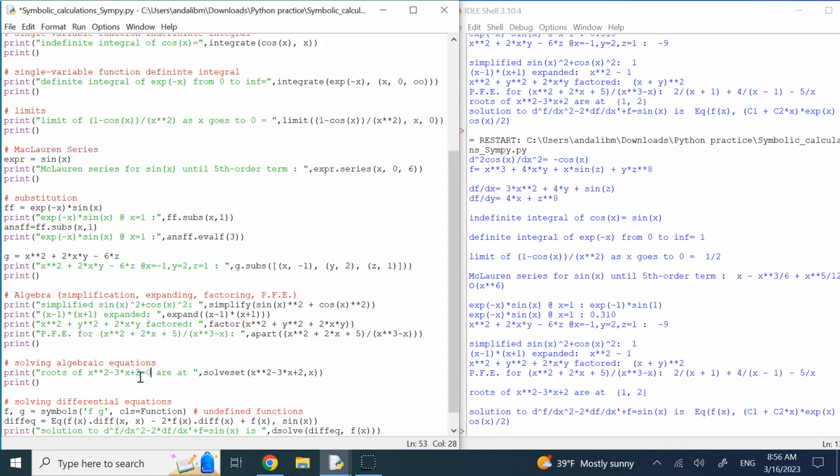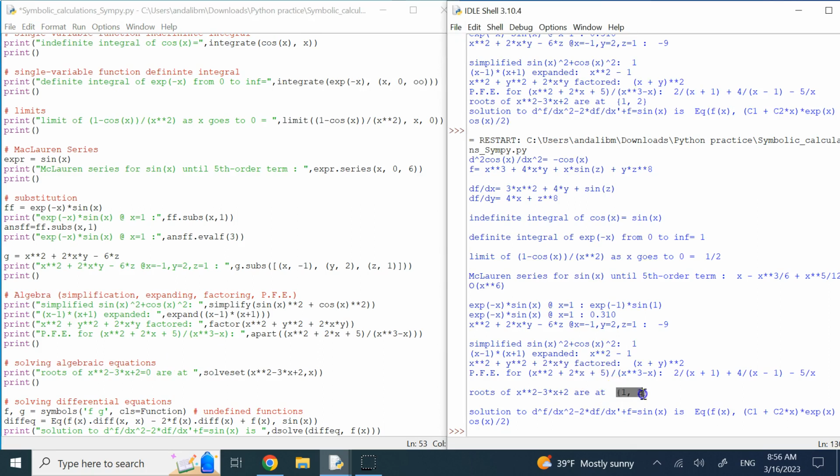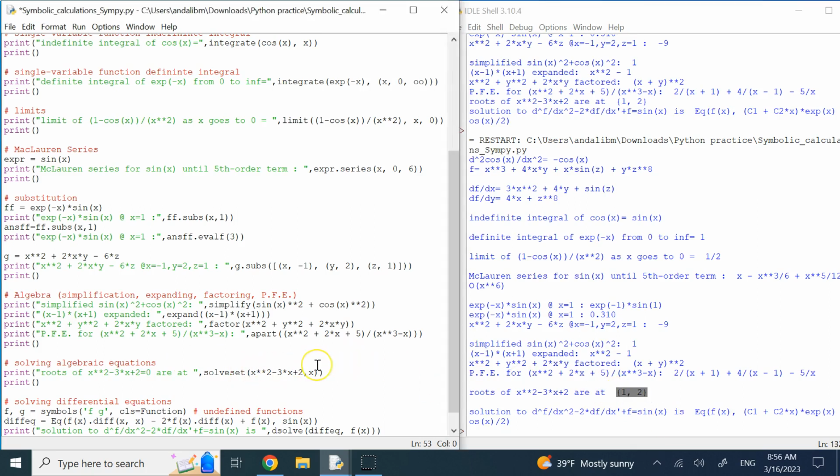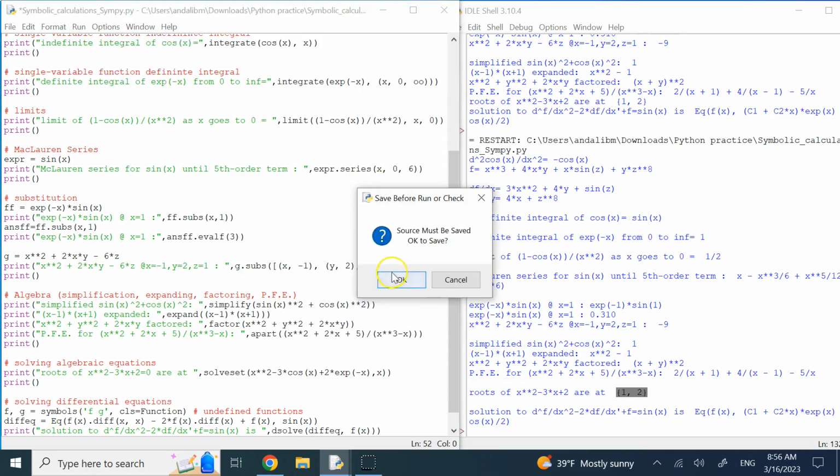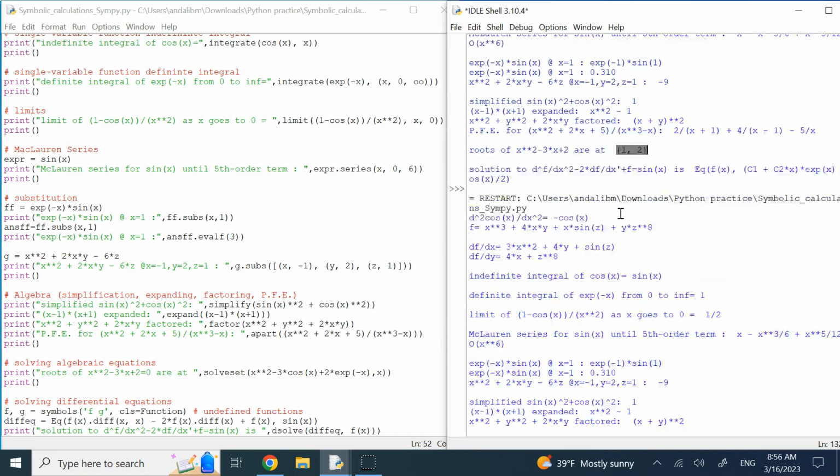Okay, so it's basically this. And it says the roots of this are, of course, at 1 and 2. It's a simple equation, and it can solve it analytically. Okay, if it cannot solve it analytically, then you might not get anything. So if I say plus cosine of x, and then 2 times exponential of -x, I might not get an answer. So let's go ahead and try to solve it, see if it can solve this, which of course I don't think it can.